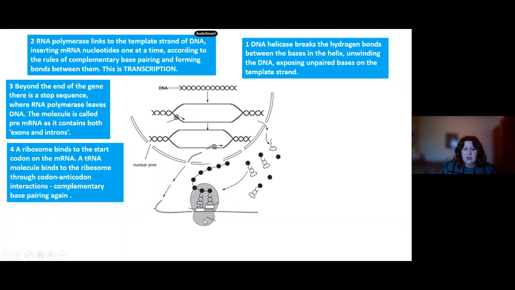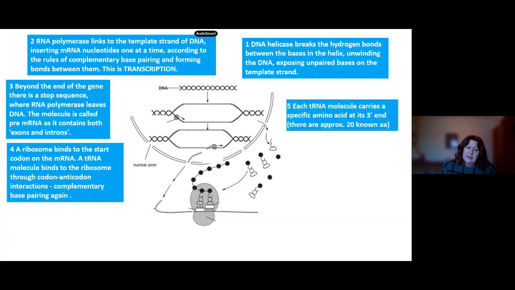Now you can see the structure of the ribosome. It's got a large subunit that's got 2 binding sites for transfer RNA, and it's got a small subunit that provides a binding site for messenger RNA. As I've said there in the box, the transfer RNA will bind to the ribosome, and there will be this codon-anticodon interaction. Again, it's all about complementary base pairing.